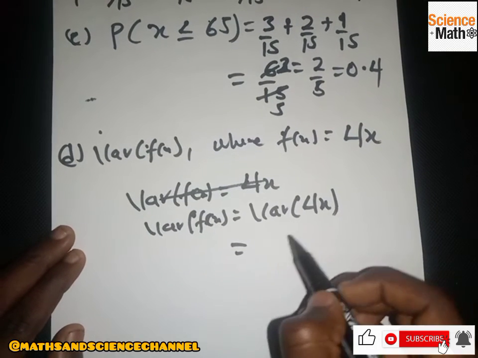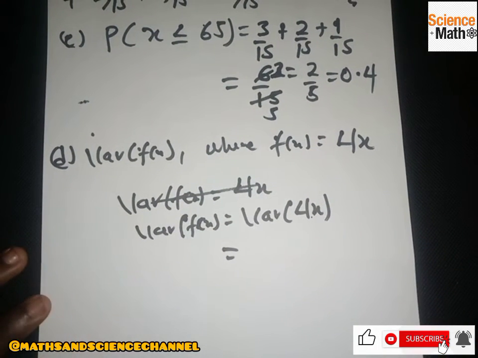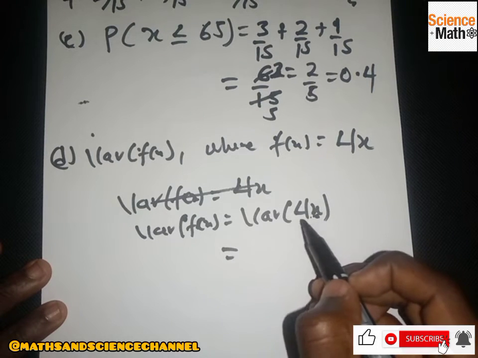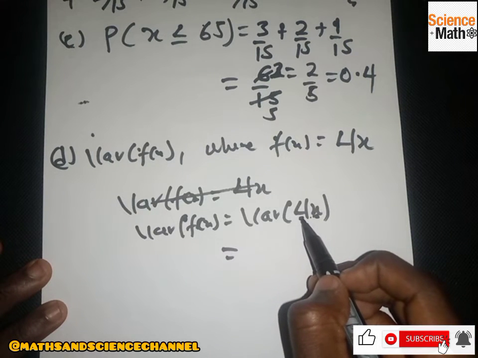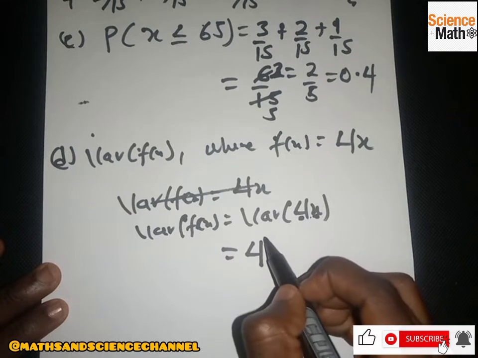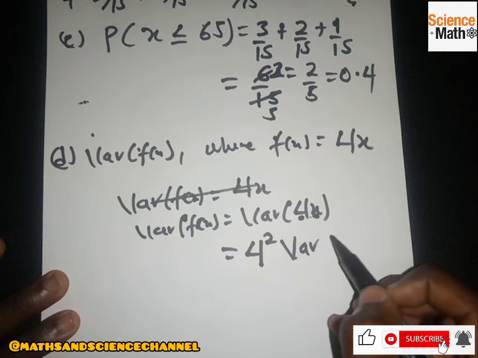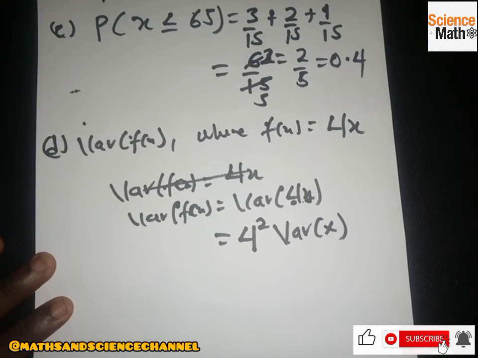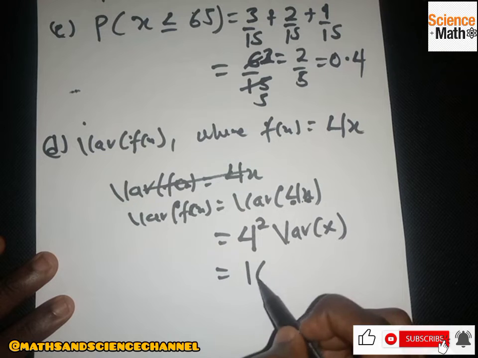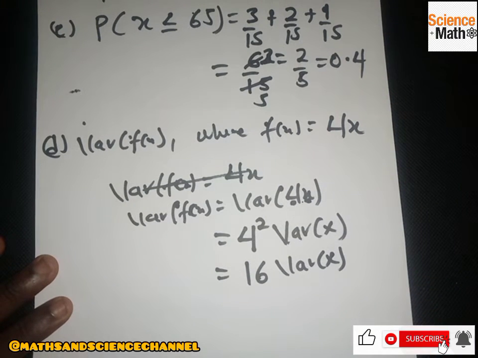In variance we are only interested in the x. So we consider the 4 here as a constant, so we bring the 4 out as a constant, and then we square it in the case of variance. So we have the variance of s here now. So 4 squared is just 16, and then the variance of x.